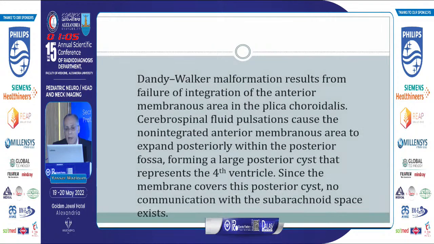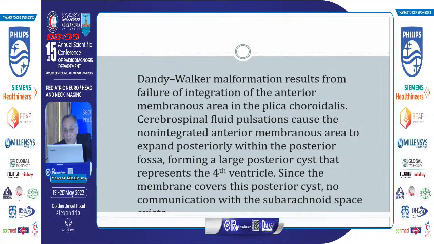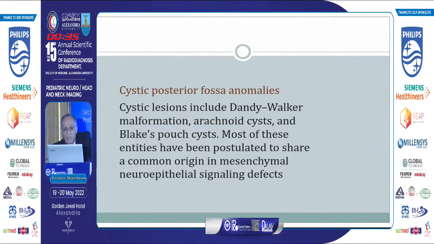Normal size posterior fossa. Dandy-Walker malformation results from failure of integration of the anterior membranous area into the plica choroidea. Cerebrospinal fluid pulsation causes the non-integrated anterior membranous area to expand posteriorly within the posterior fossa, forming a large posterior cyst that represents the fourth ventricle. Since the membrane covers the posterior cyst, no communication with the subarachnoid space exists. Cystic lesions include Dandy-Walker malformation, arachnoid cyst, and Blake's pouch cyst. Most of these entities have been postulated to share a common origin in a mesenchymal neuroepithelial signaling defect.